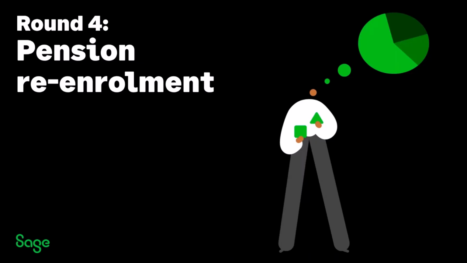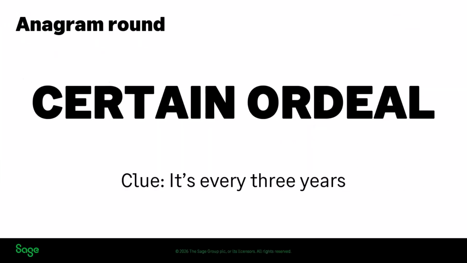So let's now take a look at our last anagram round. Your anagram for round 4 is certain ordeal, and the clue is it's every 3 years. That's certain ordeal, and it's every 3 years. So if you can work that one out, pop your answer in the questions, and we'll shout you out if you were the fastest with the correct answer.